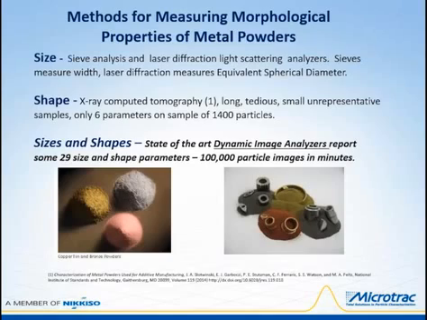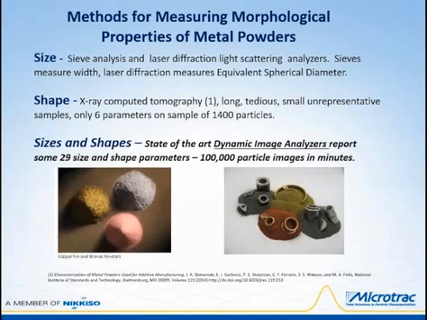Measuring morphological properties of powders. First, size distribution. This had been traditionally measured by sieve analysis until about the mid-70s, when it started being replaced by laser diffraction light scattering analyzers. Sieves measure the particle width dimension, and laser diffraction measures equivalent spherical diameter, or ESD.